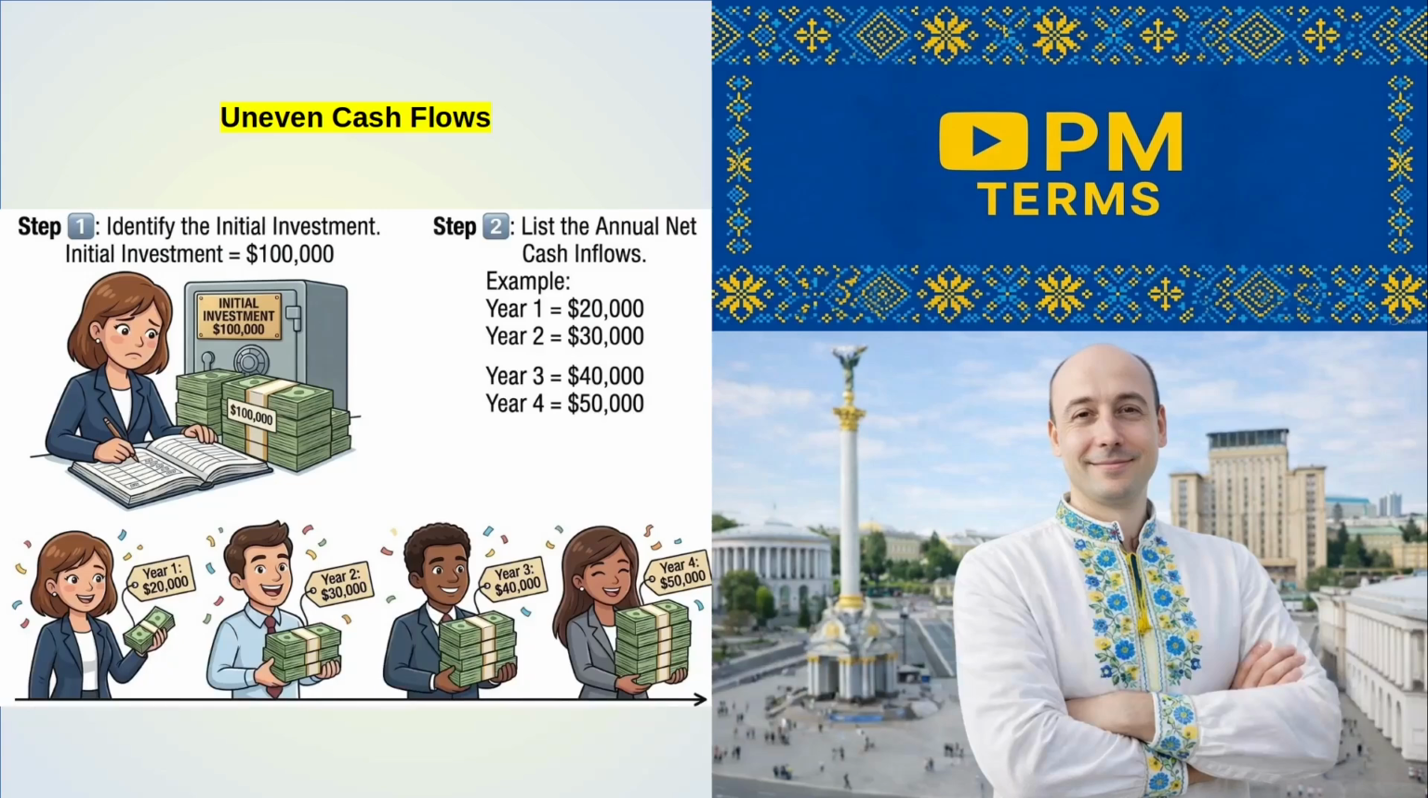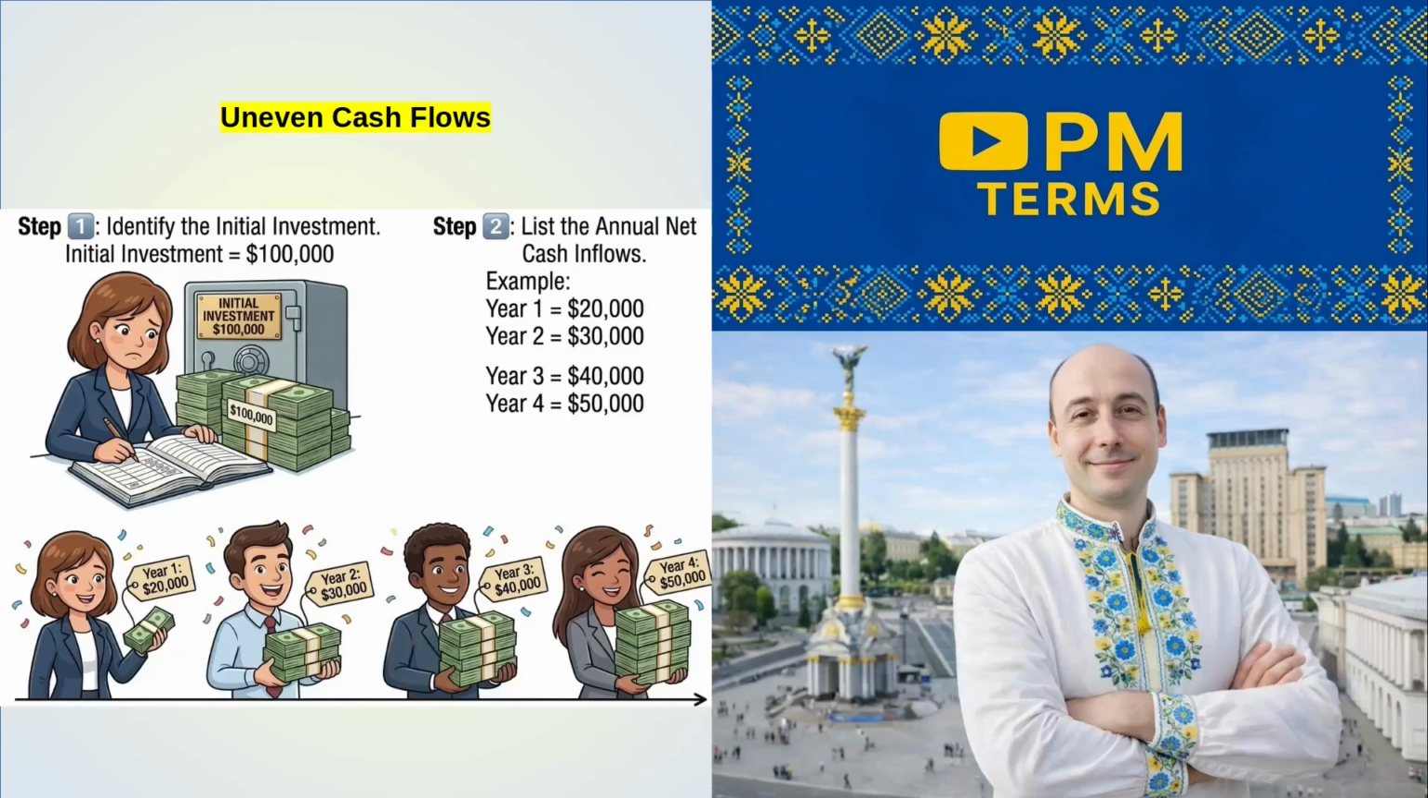The simple payback formula works only when annual net cash inflows are equal each year. However, in many real-world projects, annual net cash inflows vary over time. Some years may produce higher returns, while others generate less. In these situations, we calculate payback period using the cumulative method.